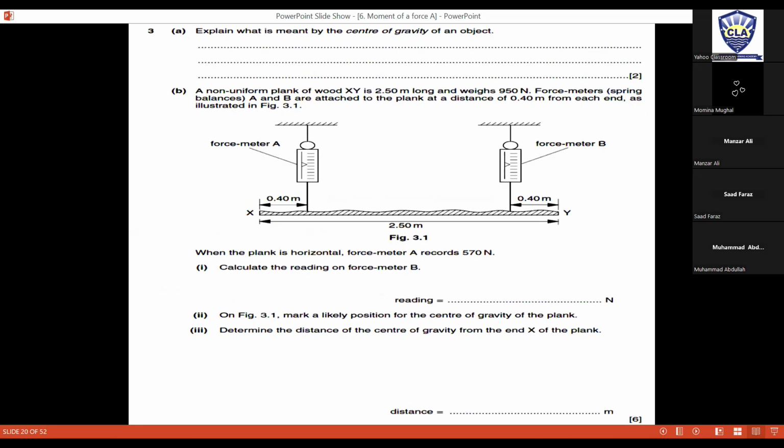Okay, here we have again the center of gravity definition. It's the same answer: the point where the whole weight of the object appears to act for any orientation.